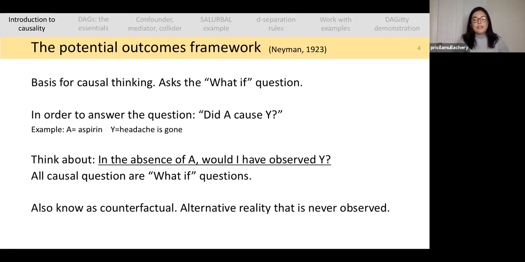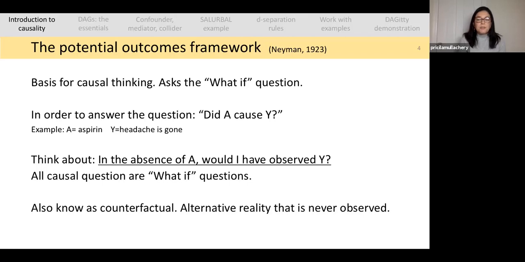As I mentioned, I'm going to give a very brief introduction to causal inference. One way to talk about it is the potential outcome framework. This framework was first proposed by Neyman in 1923. It helps us to develop this causal thinking, to think about an alternative situation.